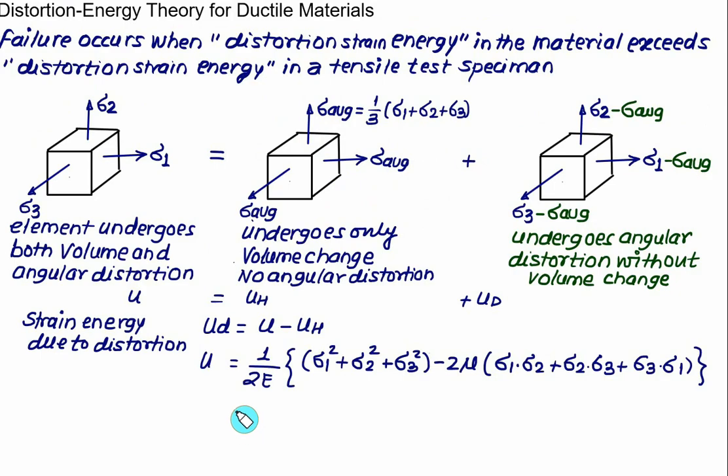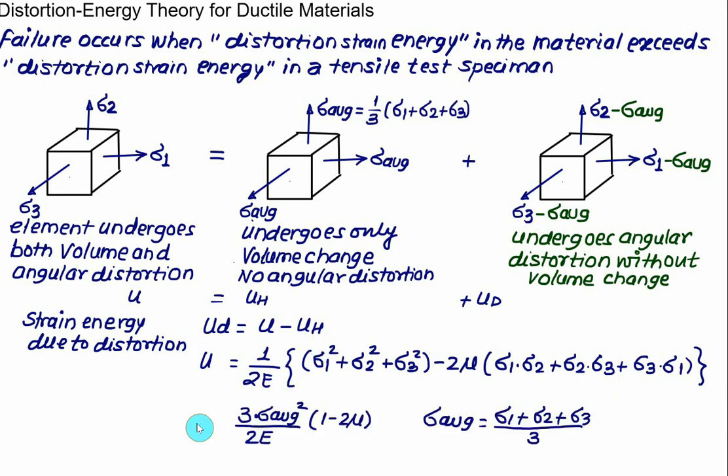So we have the total strain energy due to the three principal stresses sigma 1, sigma 2, sigma 3 given as 1 upon 2E into sigma 1 square plus sigma 2 square plus sigma 3 square minus 2 times mu, that is the Poisson ratio, into sigma 1 sigma 2 plus sigma 2 into sigma 3 plus sigma 3 into sigma 1. Next we have to calculate the value of UH, the strain energy due to hydrostatic stress, which we have calculated as 3 times sigma average square into 1 minus 2 times mu divided by 2E.